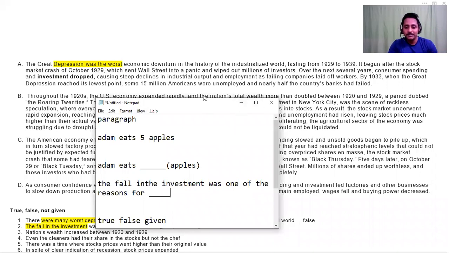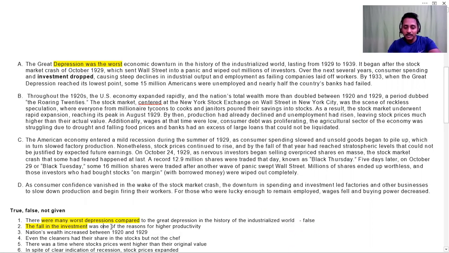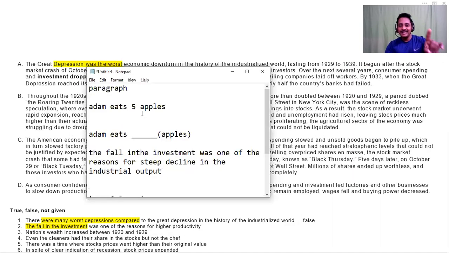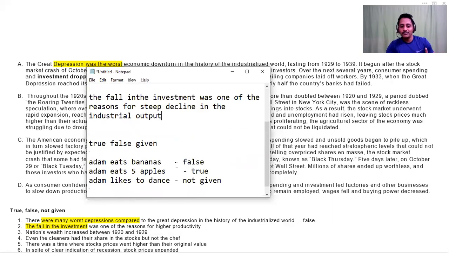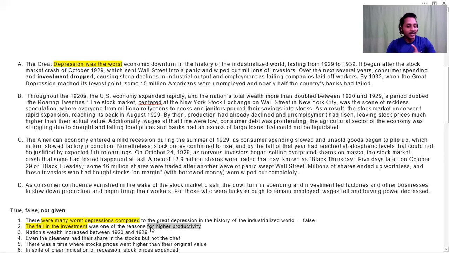The fall in the investment was one of the reasons for steep decline in the industrial output. Correct? He is lying. Getting it, guys? Adam eats dash. Adam eats apples, we know. If you say Adam eats bananas, it is false. We know the fall in the investment was one of the reasons for steep decline in the industrial output. It was not the reason for higher productivity. So what is the answer now? Perfect. Perfect, Pooja. Perfect, Charan.